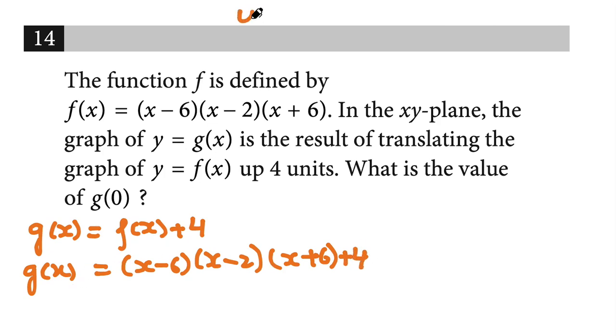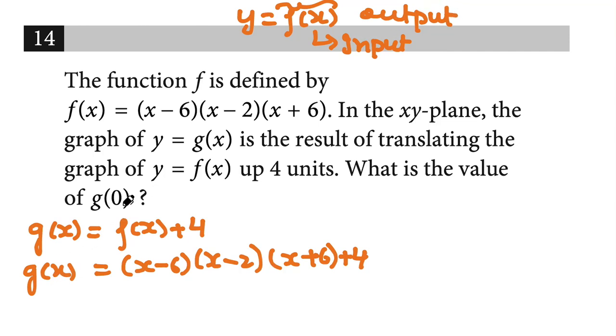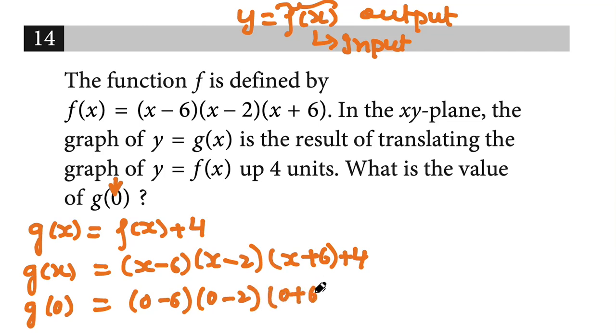Now when we write y equals f of x, this x is the input, and whatever the value of f of x or y is, that is known as the output. In our question, we have to give the input as 0. So let's find g of 0. That means every x has to be replaced by 0, the input: 0 minus 6, 0 minus 2, 0 plus 6, and then plus 4.